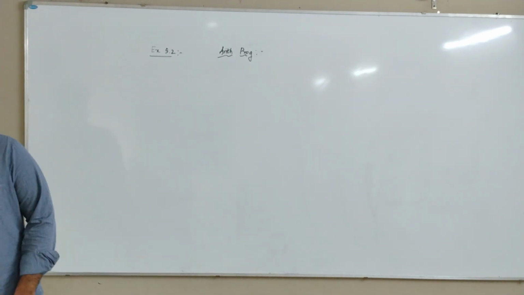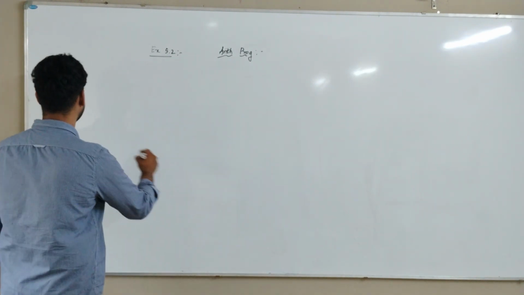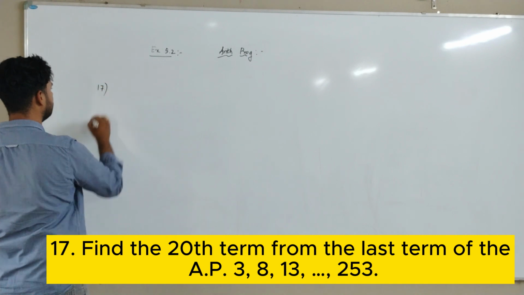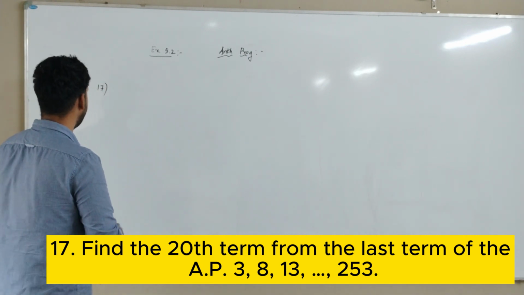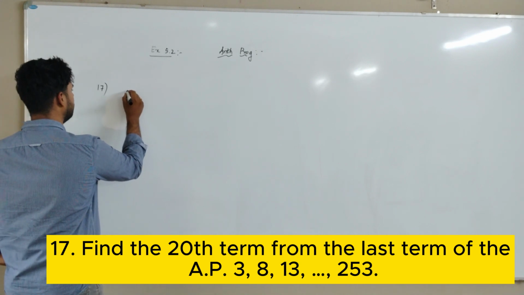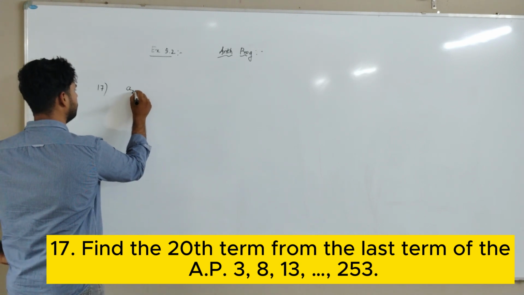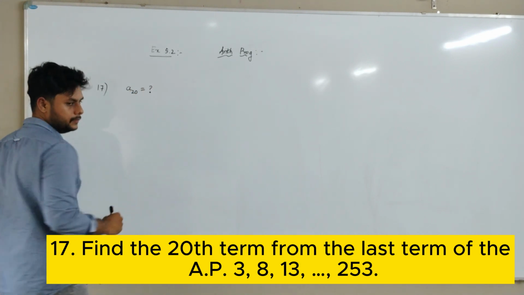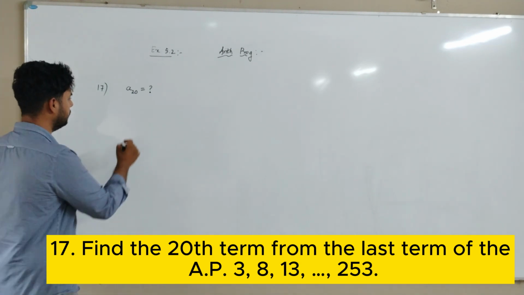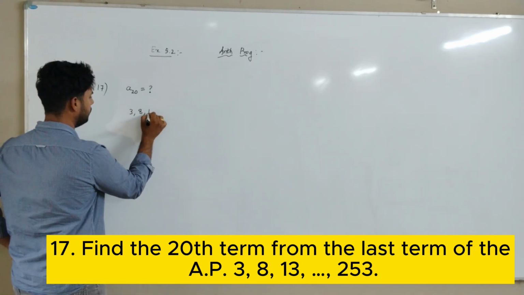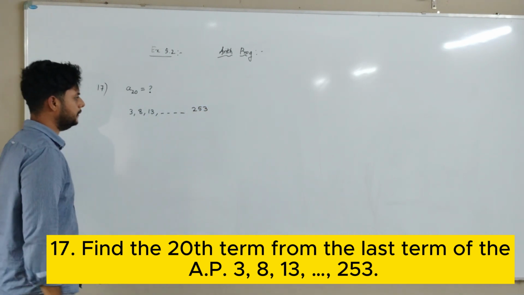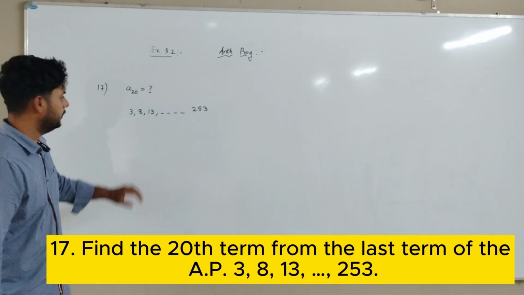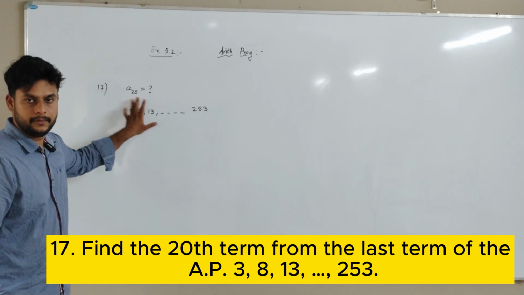Great. Next question. 17. Find the 20th term from the last term of the AP 3, 8, 13, and so on up to 253. So we are finding the 20th term from the last.